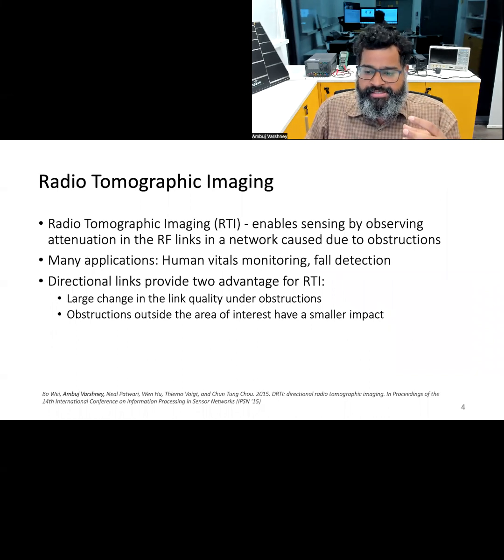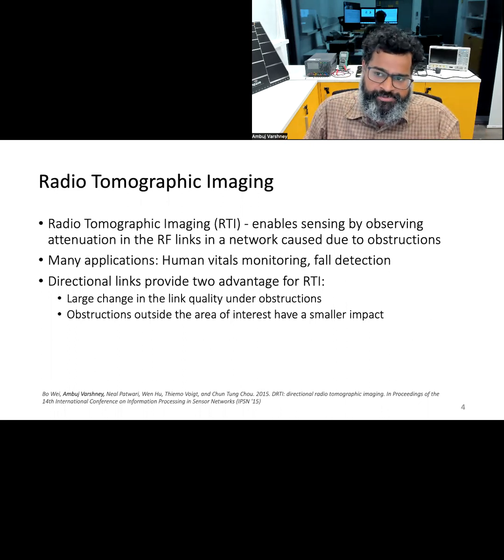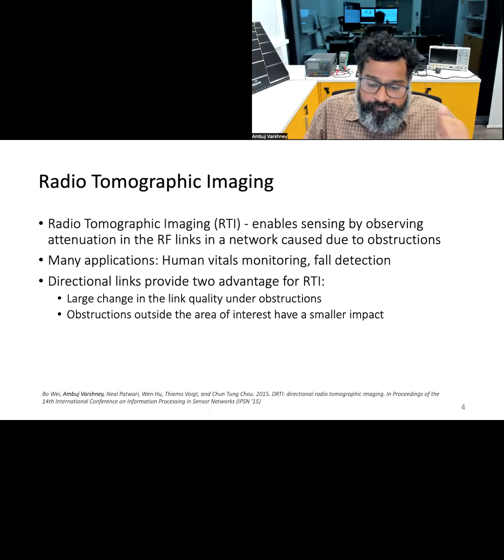One of the methods for sensing and localization that uses radio signal strength is called radio tomographic imaging. It enables sensing by looking at the attenuation, or the negative change, in the strength of the radio signal in a network. These changes in the strength of the radio signals are caused by physical obstructions to the radio links. These physical obstructions cause very unique changes in the strength of the radio signals that can help us perform things like localization, detect human vitals like heartbeat or breathing, or even detect a person, let's say, tripping over and falling.